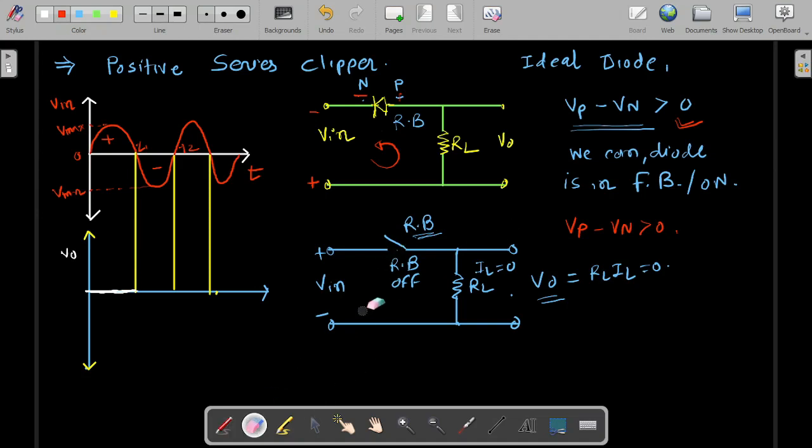If the diode is in forward bias, what will happen over here? It will act as a closed switch. Current is able to flow this way, and these terminals will be plus and minus as drawn above. When current flows, IL has some value, so IL is not 0. Here we'll get V output equal to V input. The V output is going to follow the V input.